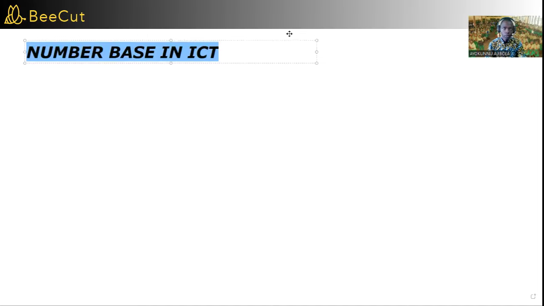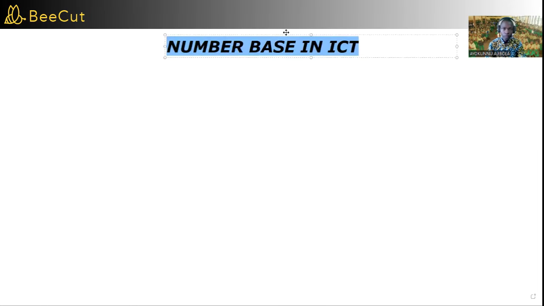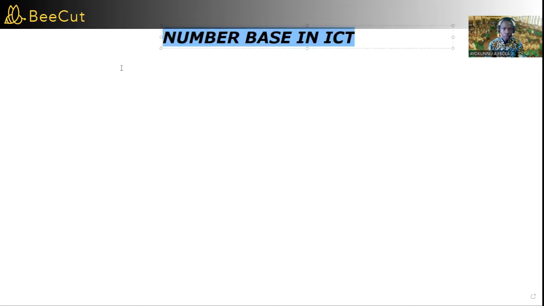So, number base in ICT. When you're talking about number base, we're talking about different number systems, and in ICT we'll be looking basically at 4 categories of numbers. First is base 2, followed by base 8, and followed by base 10.